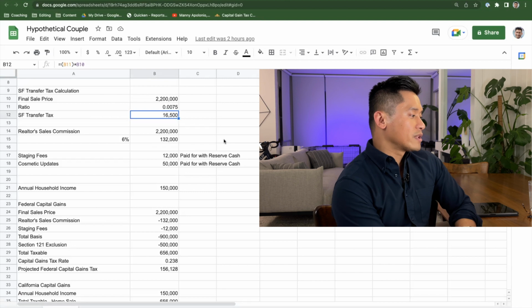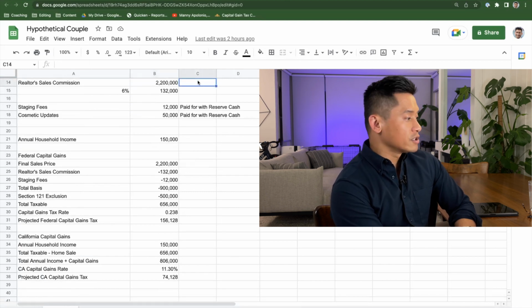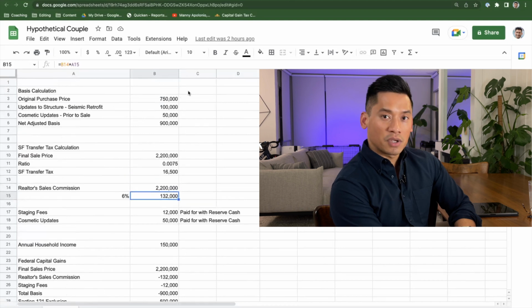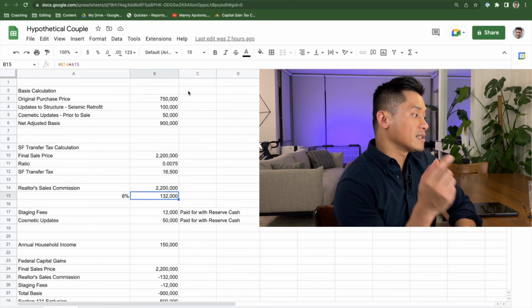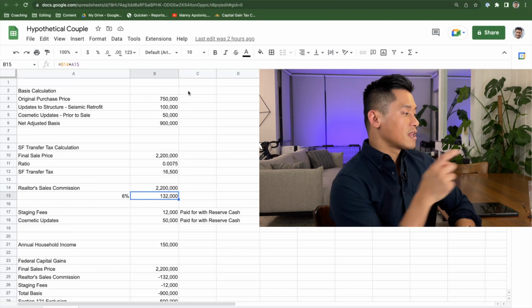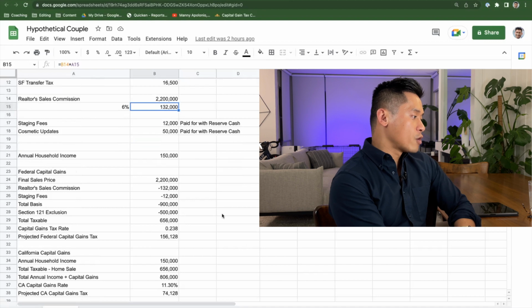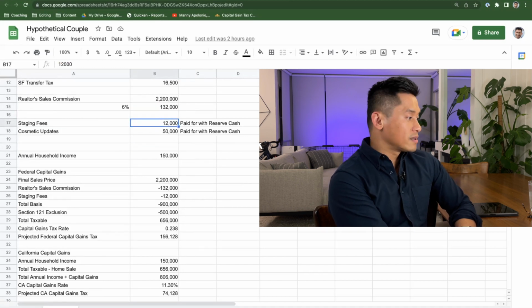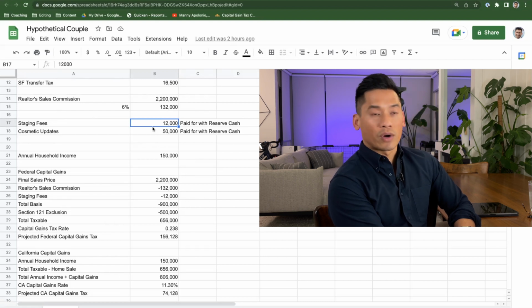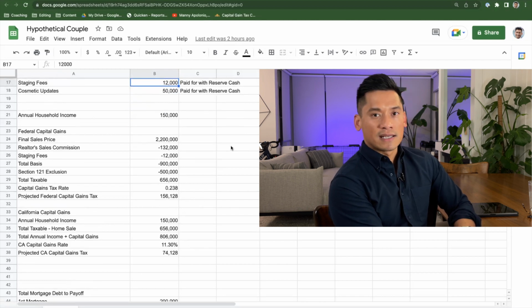I told you that the realtor is going to charge 6%, so that's $132,000. All of these numbers are going to be important because we're going to include them in our calculation. You get to subtract all of these things from the calculation, so it's important to keep track of them. Staging fees: the high-end realtor I spoke with said you can expect to spend about $12,000 or so for staging a house that's worth $2.2 million in San Francisco.